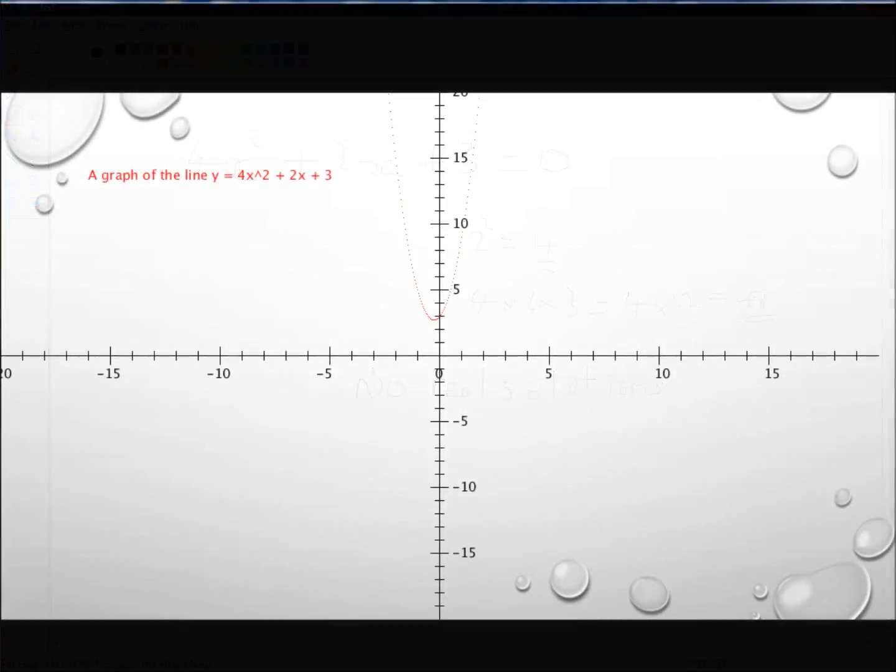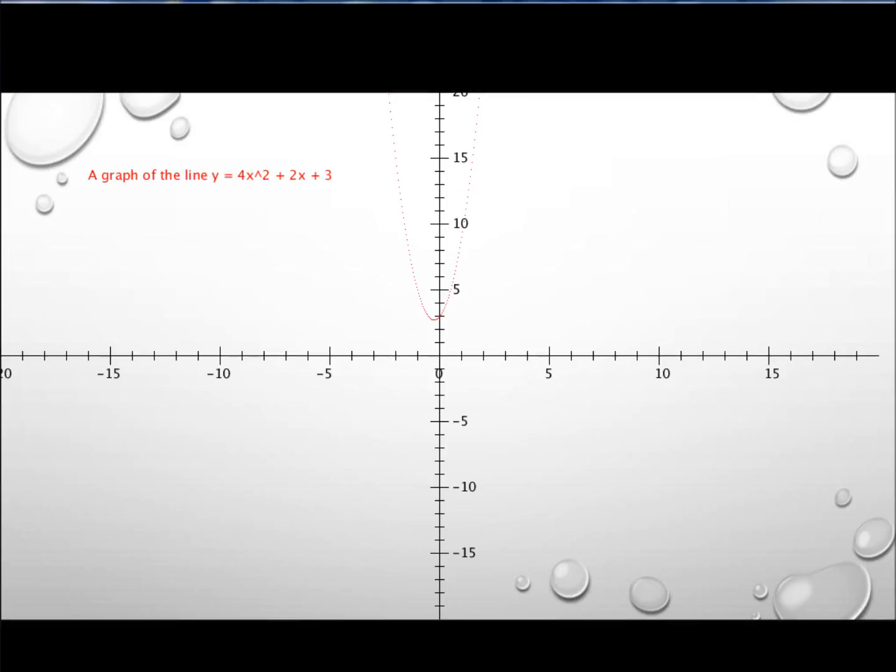And for anyone wondering why there are no solutions to 4x squared plus 2x plus 3 equals 0, well, if we plot the graph of y equals 4x squared plus 2x plus 3, you'll see that there is nowhere on the graph where it crosses the x-axis. That is to say, there is nowhere where y will ever equal 0.